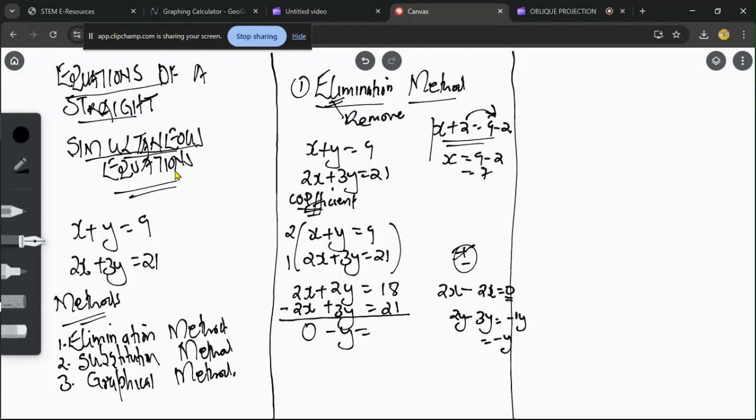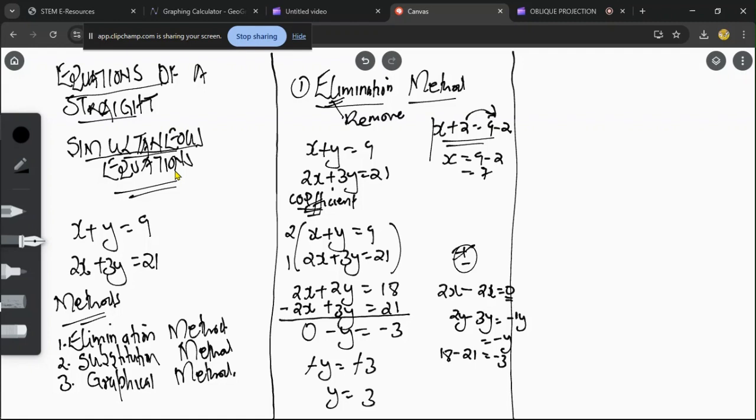I keep on referring to this 21. So 2x minus 2x is 0. 2y minus 3y gives me minus y. 18 minus 21: I have a debt of 21 and I have 18 to pay, so this will give me minus 3. So my answer here is minus 3. Right? So you can see minus y is equal to minus 3. The negative and negative will cancel each other, so the value of y will become 3.